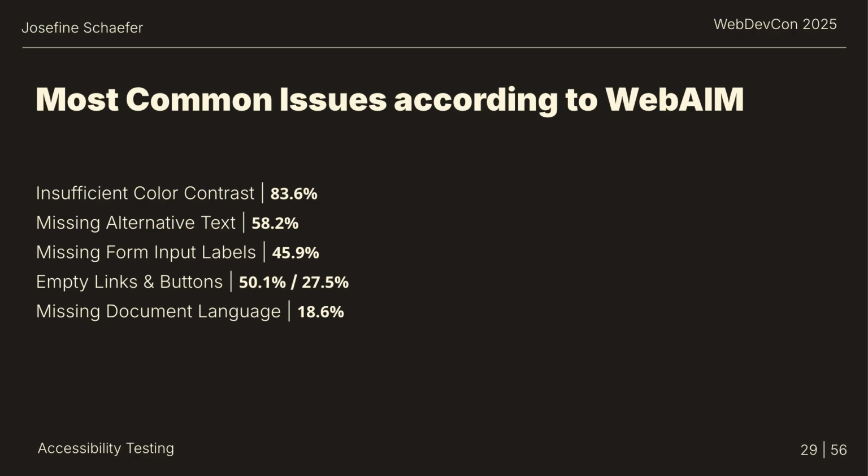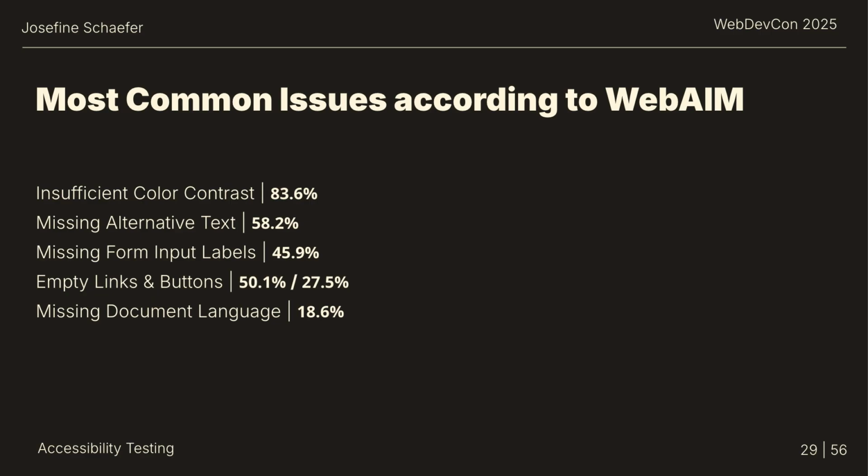And the number one thing that goes wrong the most is insufficient color contrast. So the background and the foreground in comparison don't have enough color contrast. Then we have missing alternative text. So you have an image, maybe it doesn't load or somebody can't see it. You want textual support for that, right? You want to have an alternative version to support that.